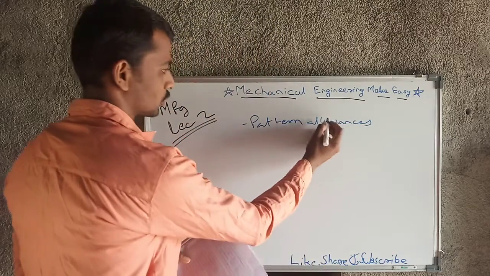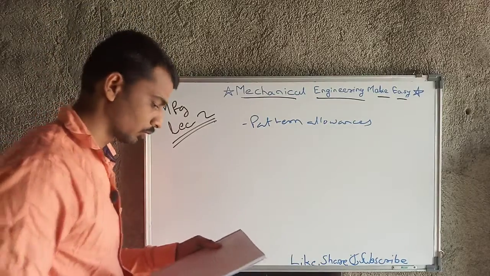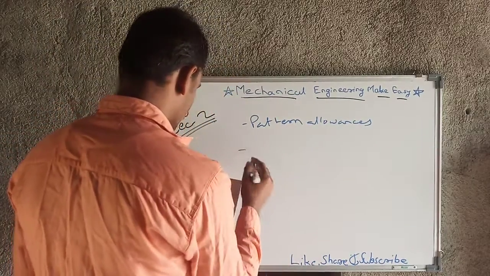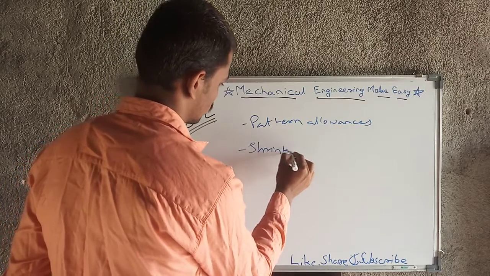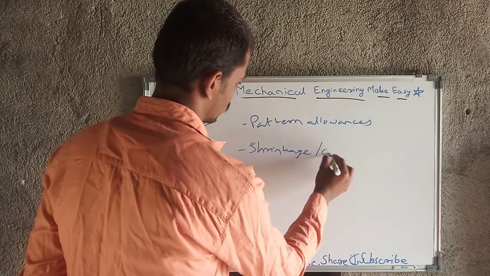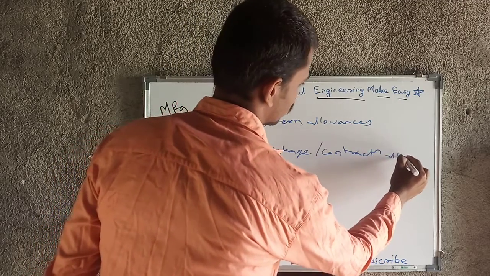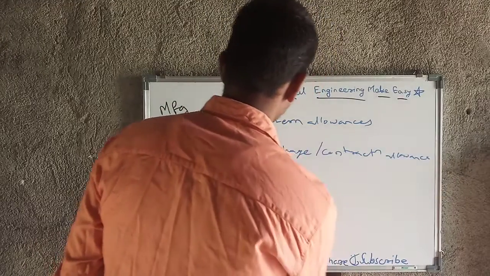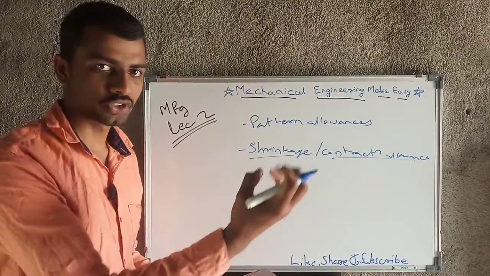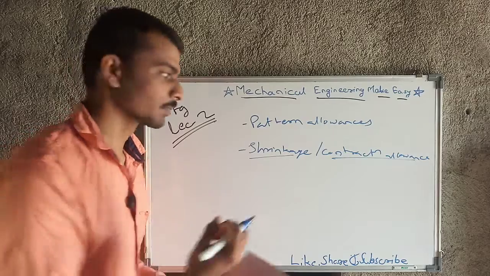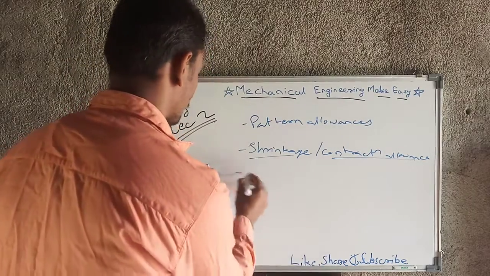There are a number of allowances we have to give to the pattern, like shrinkage and so on. So what are they? First is shrinkage or contraction allowance. Shrinkage is nothing but the material shrinking down while temperature decreases. So that is the shrinkage allowance, or we can say contraction allowance.